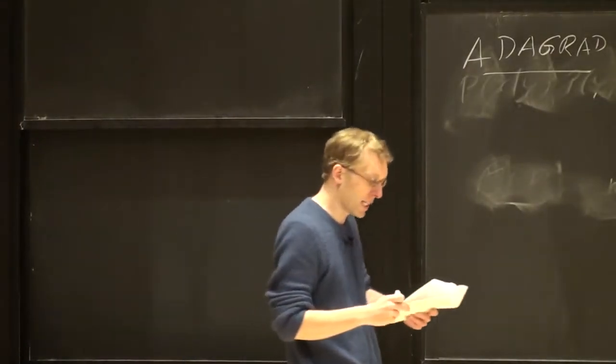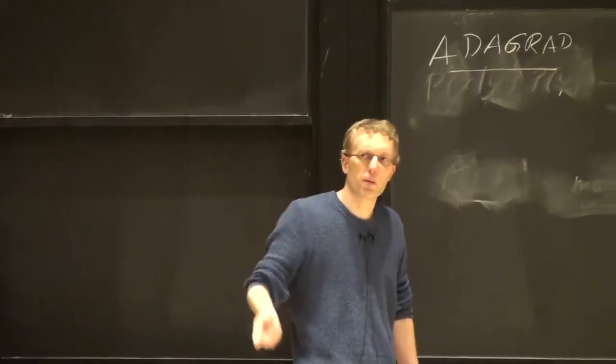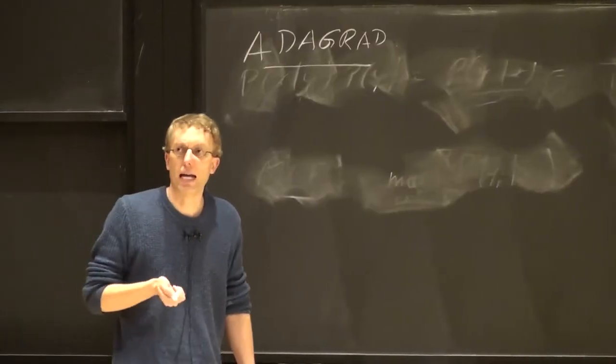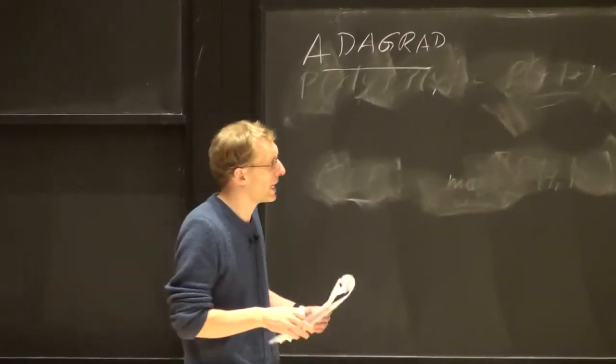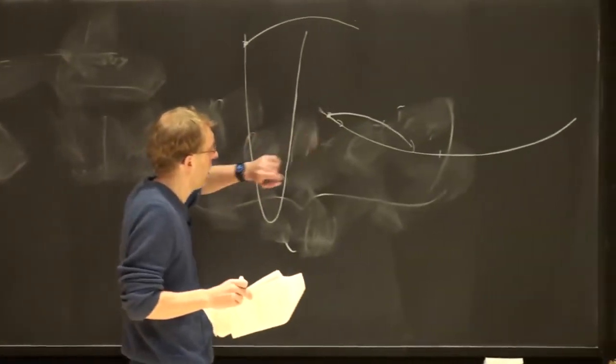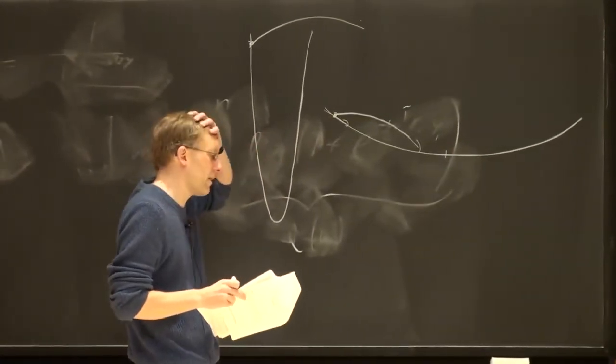The idea is very simple. As you do your optimization, you keep track of the gradients that you've had in the past. And basically what you're doing is you say the following.